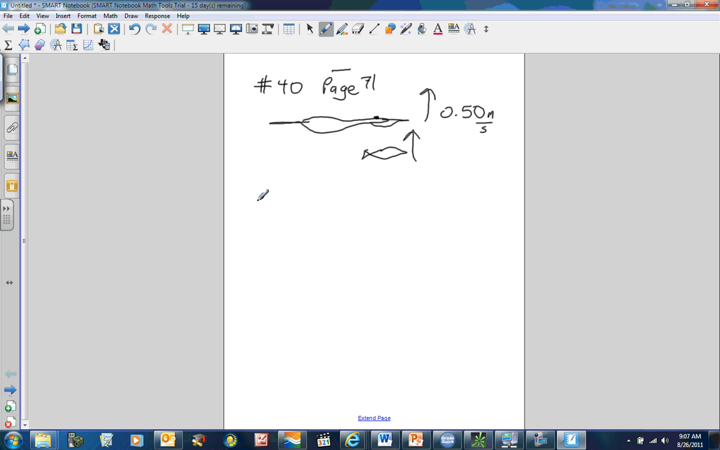Okay. So the second part is how far below the pelican is the fish after 2.5 seconds? And we still have some knowns here. We know VI is positive 0.50 meters per second. We know that the acceleration is equal to g, which is equal to negative 9.81 meters per second squared. And we know time is 2.5 seconds.